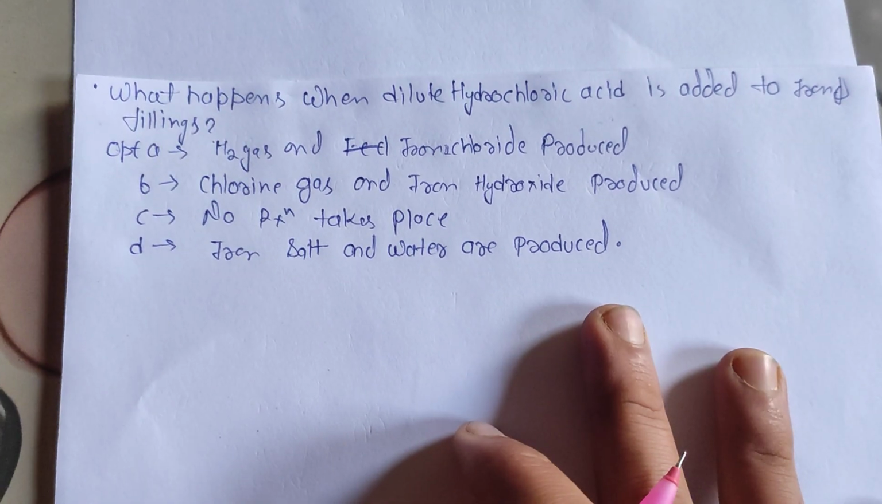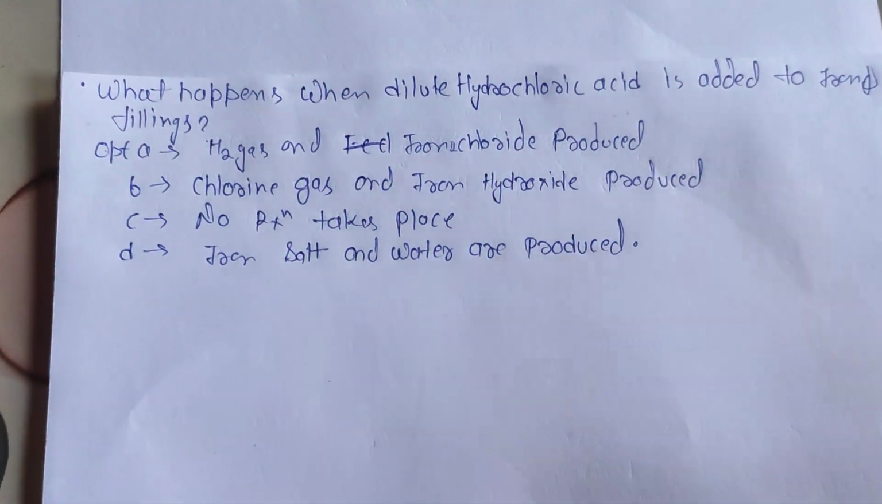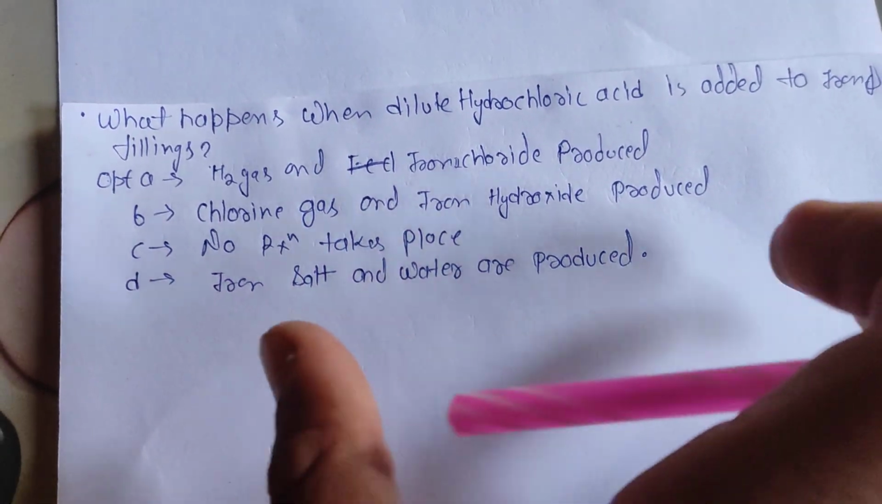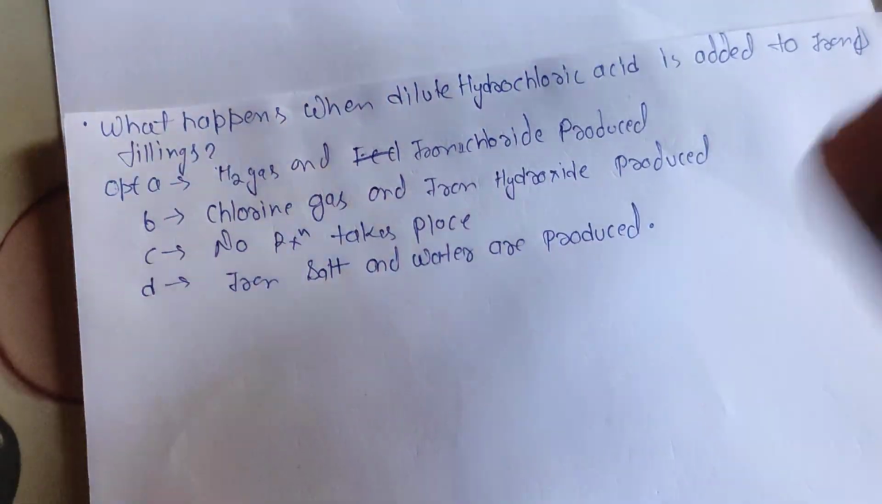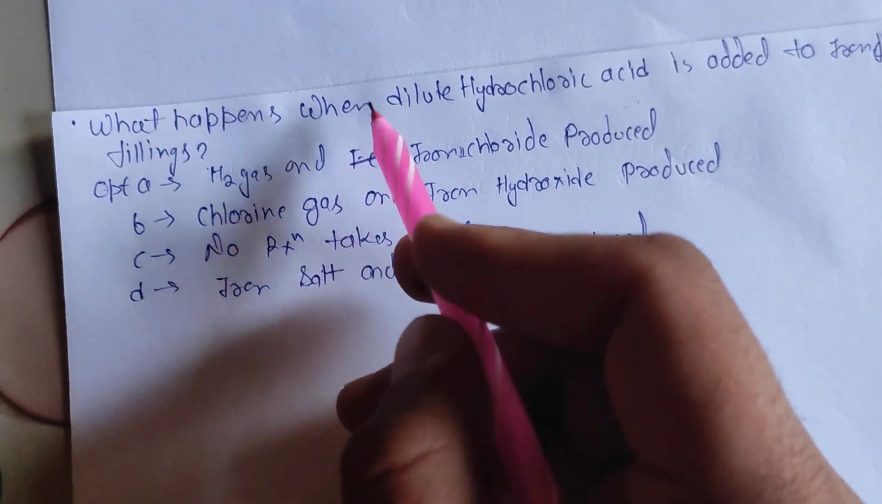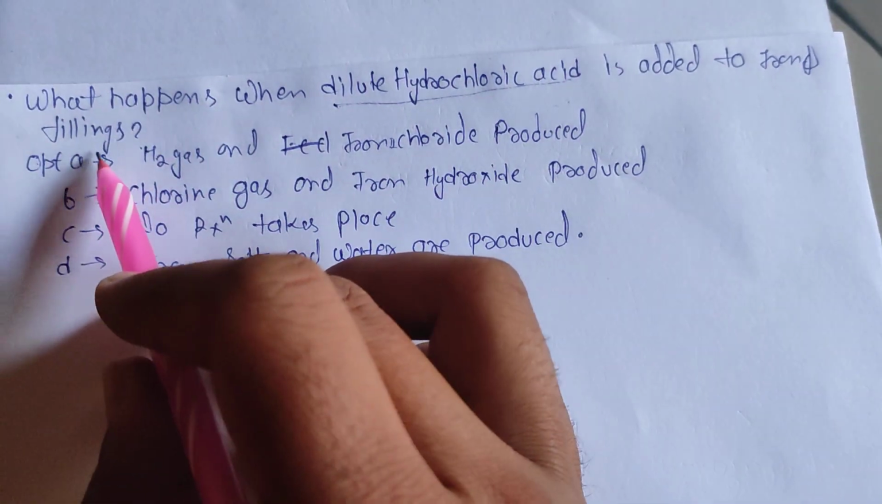In previous classes, we talked about the whole of chapter number 1, that is chemical reactions and equations. Now let's solve the questions. We solved the previous two questions. Now is question number 3. The question says, what happens when dilute hydrochloric acid is added to iron filings?